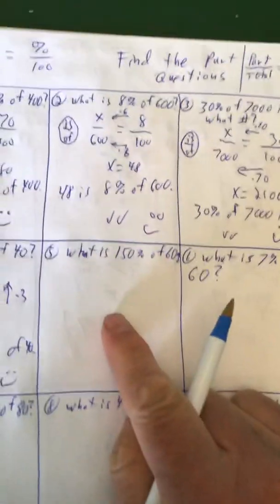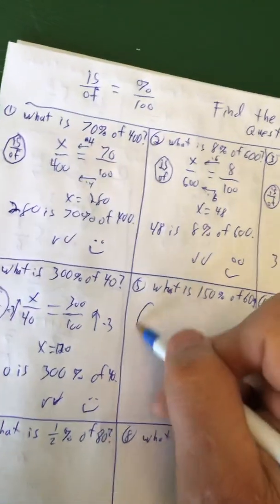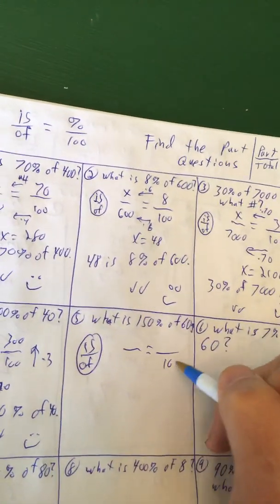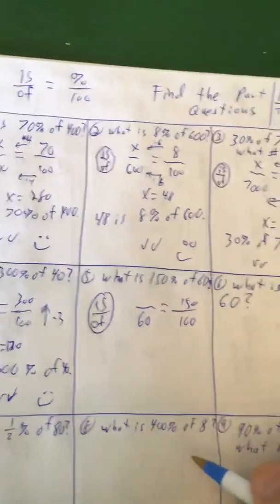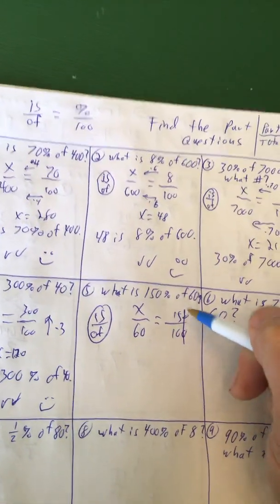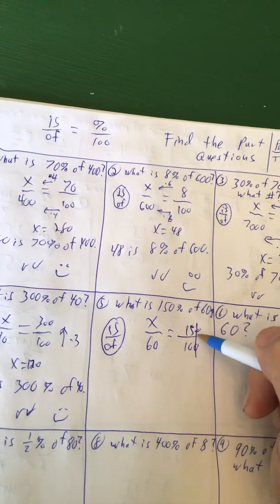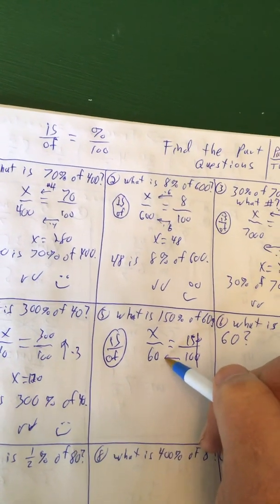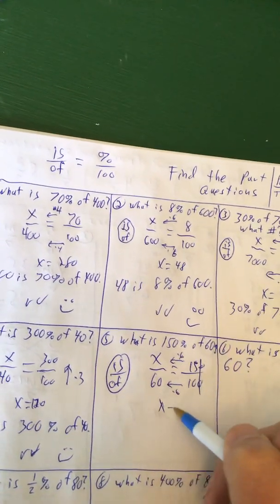Number 5. What is 150% of 60? So copy and go. Is over of. The 150 goes on top. The 60 goes on the bottom. Here, I'm just going to do this. I'm just going to call 150 over 100. I'm just going to reduce that to slash a 0. Because now, if that's 15 over 10, I'm not going to bother rewriting it. Isn't that just times 6? So times 6, x equals 90.